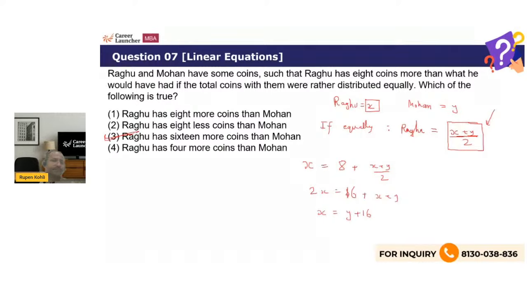We don't know exactly how many coins Raghu has or how many coins Mohan has. But we come to know definitely that Raghu has 16 more coins than Mohan, because the equation that we can frame based on the given condition leads us to the value of x minus y. So the point of algebra and equations is sometimes you cannot solve the variables that you have taken, but what is asked can still be obtained. And that is the kind of question that we had over here. That makes sense, I hope. Let's see the next one.